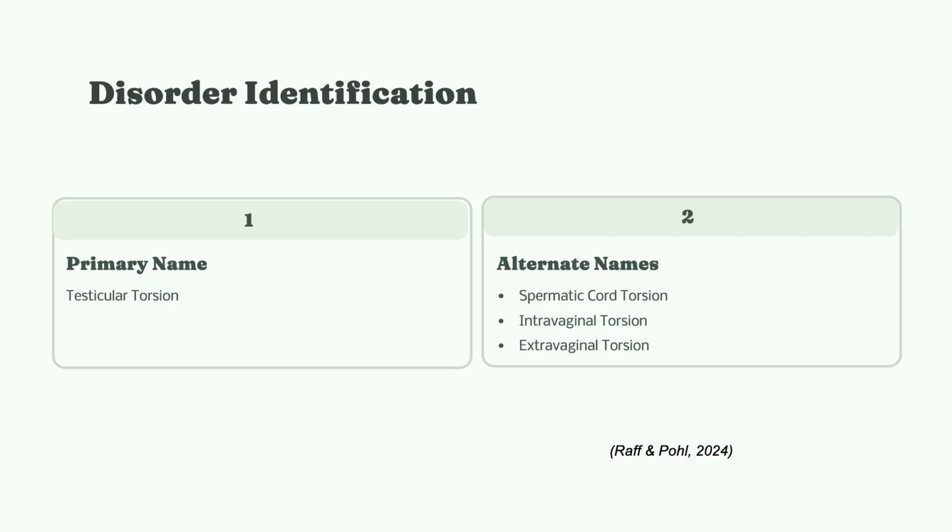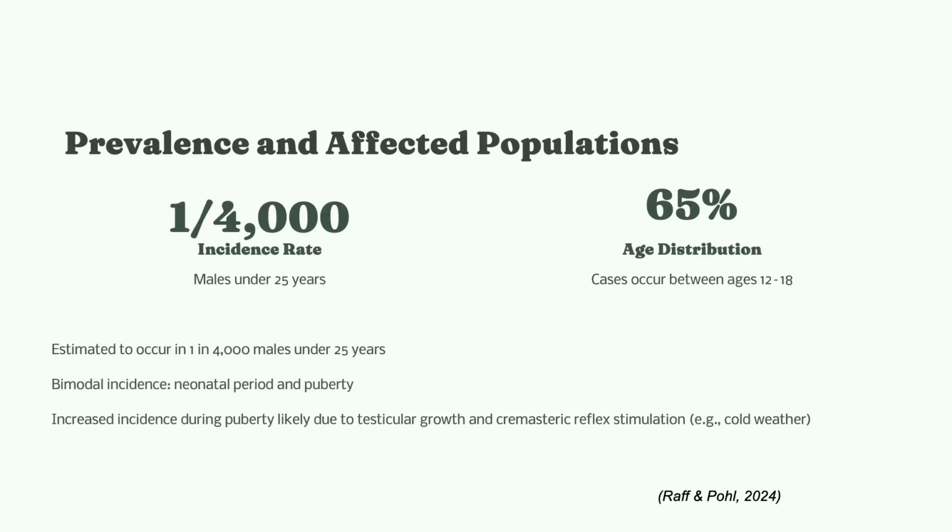Primary name is testicular torsion. Some names that are used interchangeably are spermatic cord torsion, intravaginal torsion, and extravaginal torsion as well. Testicular torsion is estimated to occur in 1 in 4,000 males under the age of 25. Bimodal incidence: neonatal period and puberty. Increased incidence during puberty, likely due to testicular growth and cremasteric reflex stimulation.